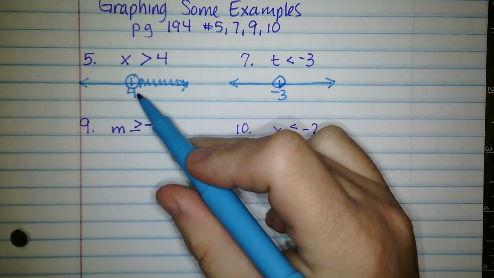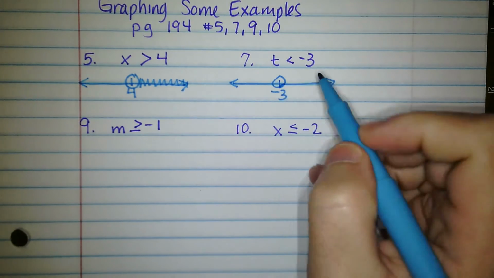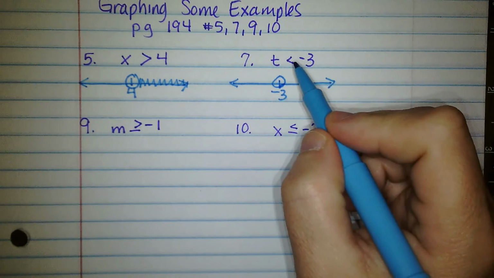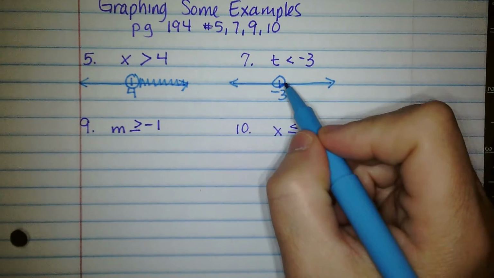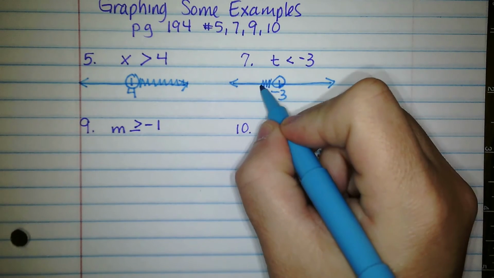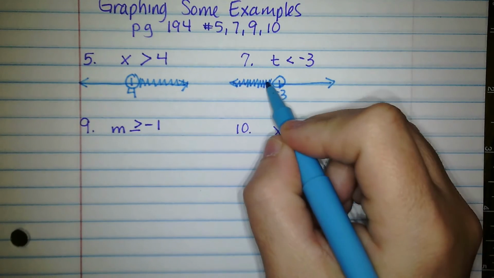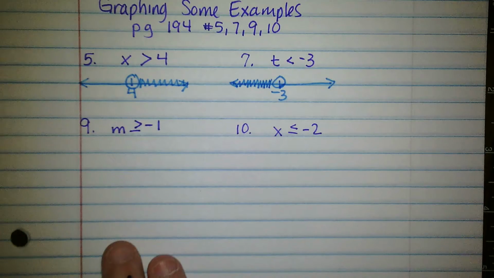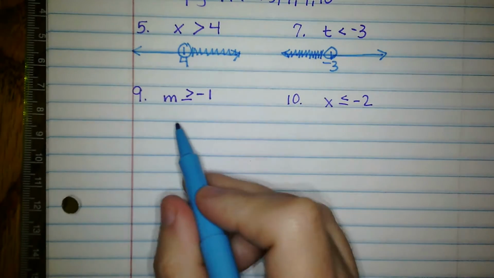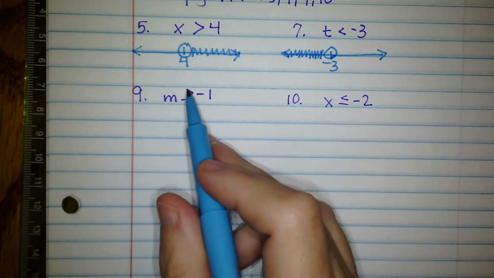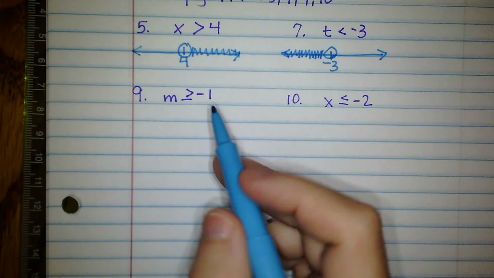All right, so you have open circles when there's no equal to. -3, anything less than is going to be to the left because left is smaller. So we're going to get -4, -5, -1,000. All there.